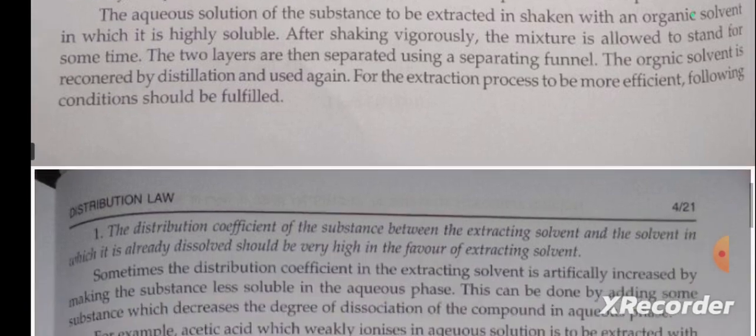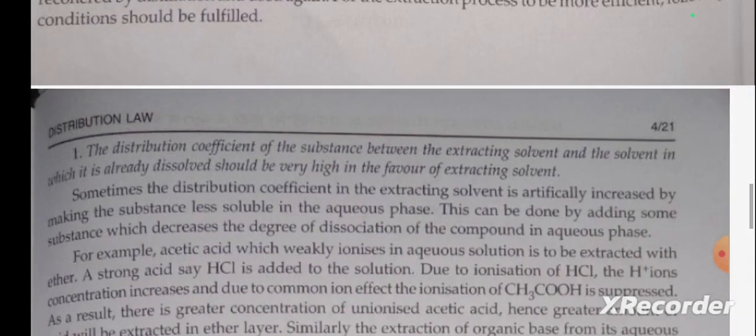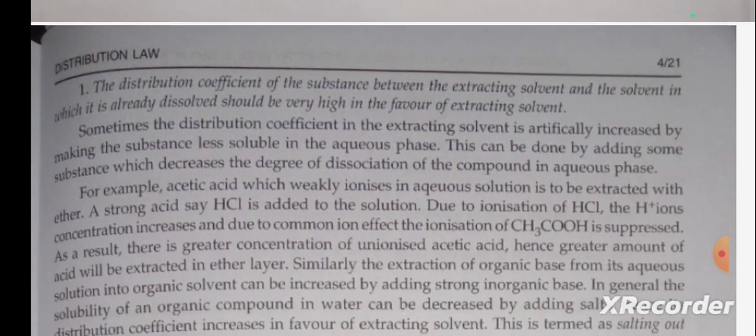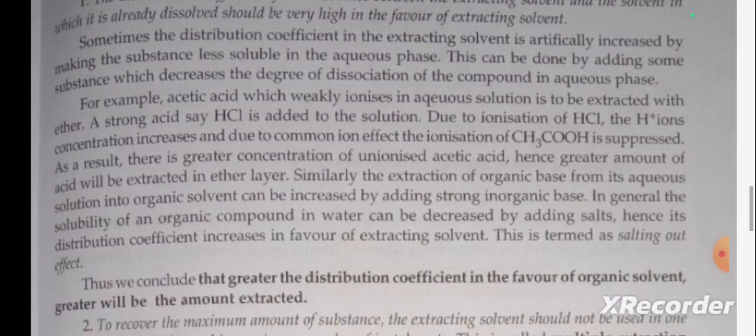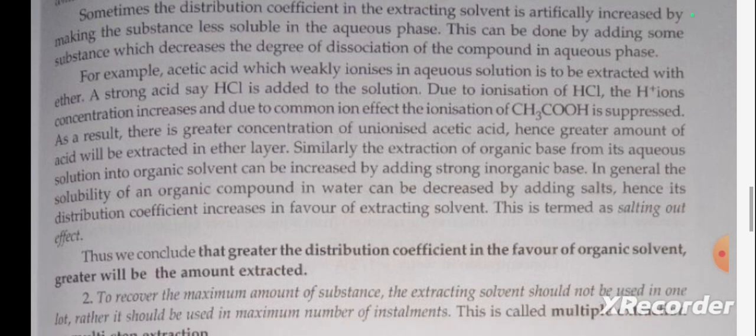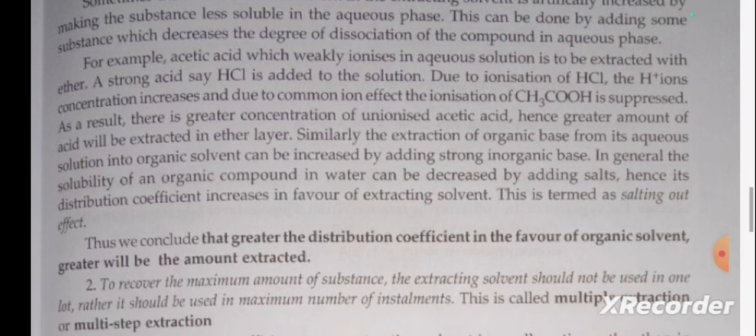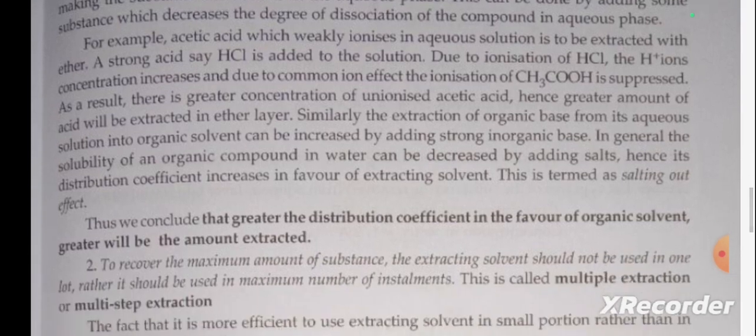For the extraction process to be more efficient, the following conditions should be fulfilled. The distribution coefficient of the substance between the extracting solvent and the solvent in which it is already dissolved should be very high in favor of the extracting solvent. Sometimes the distribution coefficient in the extracting solvent is artificially increased by making the substance less soluble in the aqueous phase. This can be done by adding some substance which decreases the degree of dissociation of the compound.